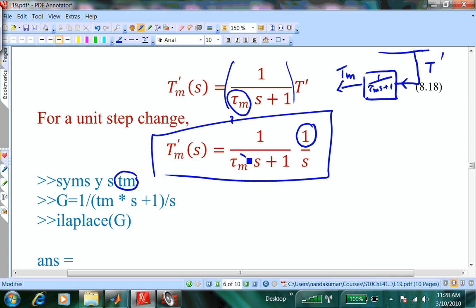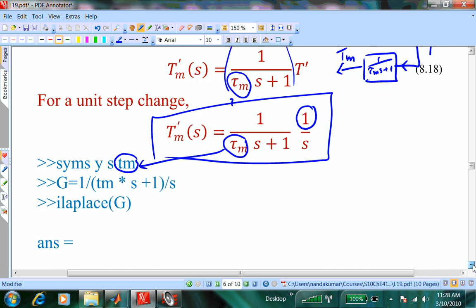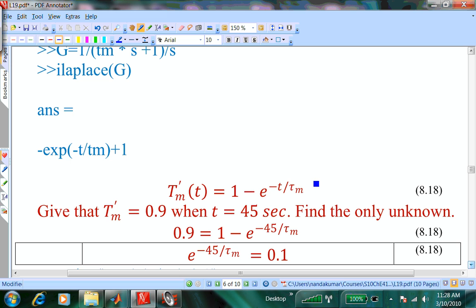Okay? So that is the same in MATLAB. I'm defining the symbols y, s, and Tm. And g, the transfer function, is 1 divided by Tm s plus 1, divided by s, since I'm putting a unit step change. I do the inverse Laplace transform on g, and I get the answer. The answer has Tm in it, symbolically. I don't know what Tm is at this stage. But it is 1 minus e to the power minus t over tau m.